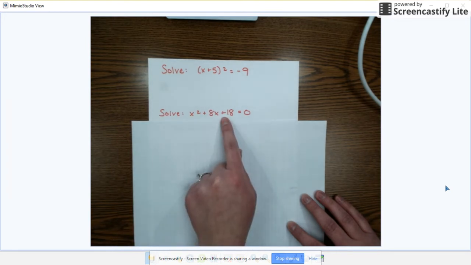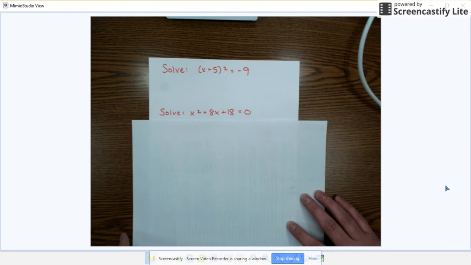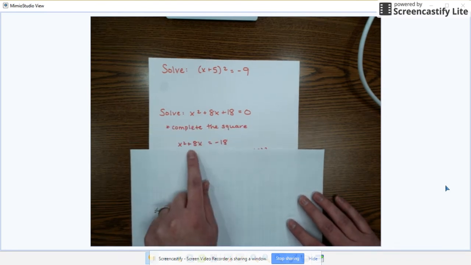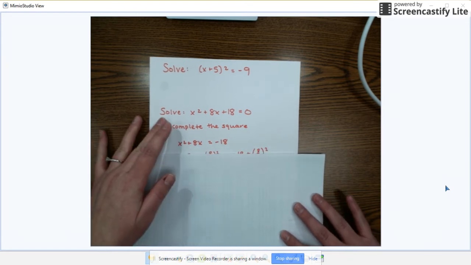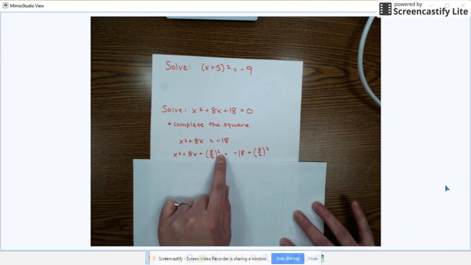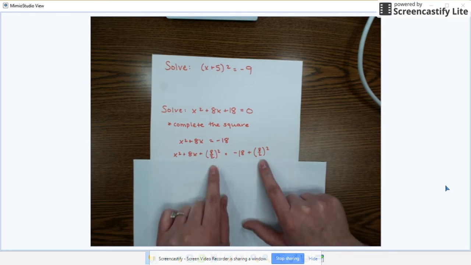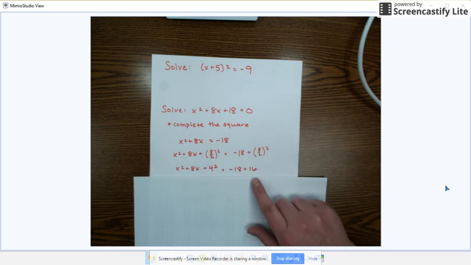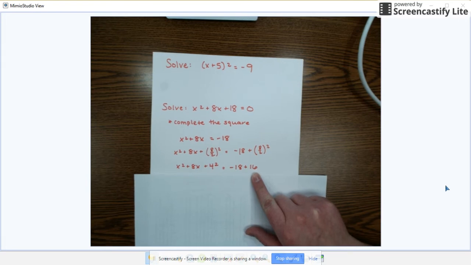Remember, our first step is to get that constant to the right side. So we're going to subtract 18. So we have x squared plus 8x equals negative 18. Here we're going to have to take half of that b value and square it and add it to both sides. Well, half of 8 squared looks like that. Obviously simplify, so 8 divided by 2 would be 4. So you're adding 4 squared to both sides. I went ahead and rewrote that as 16 over here on the right side.